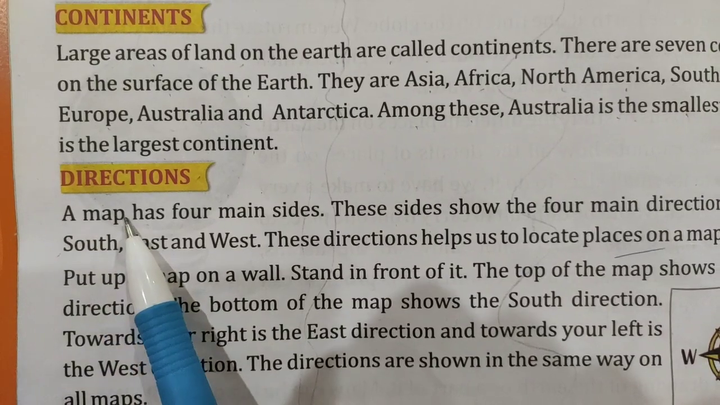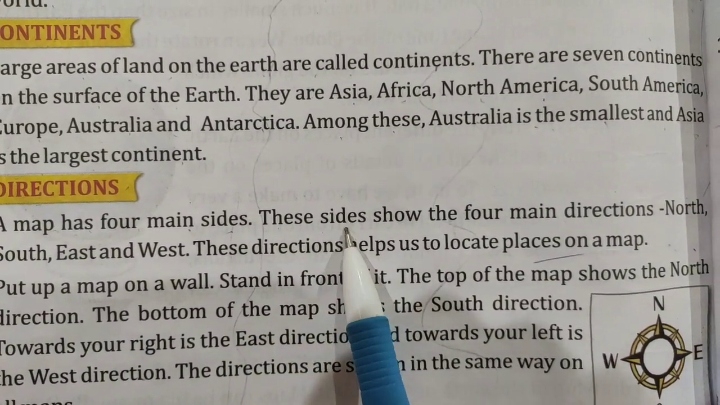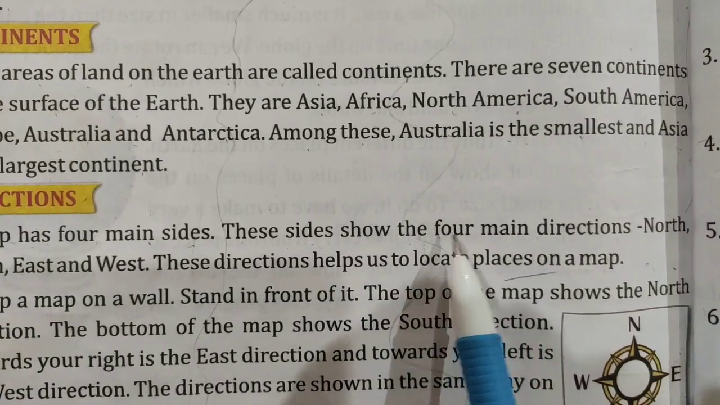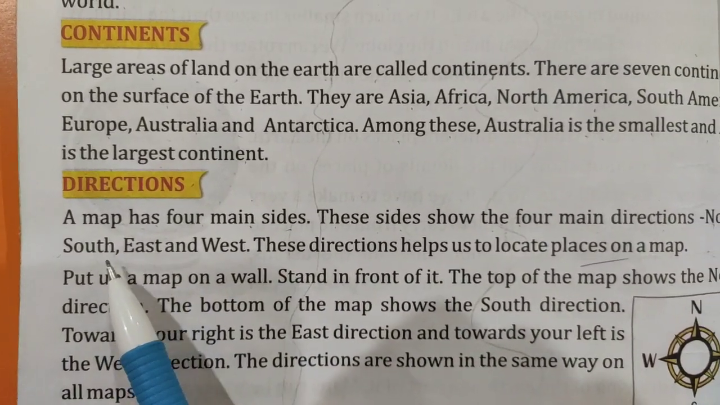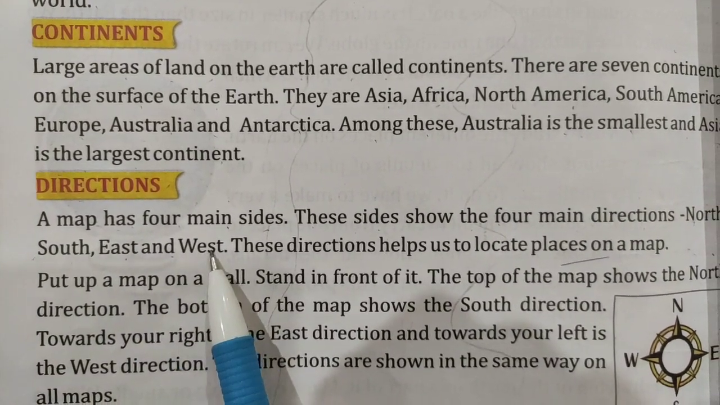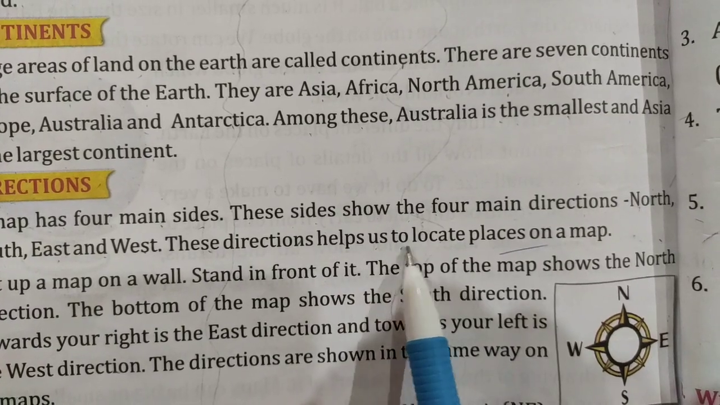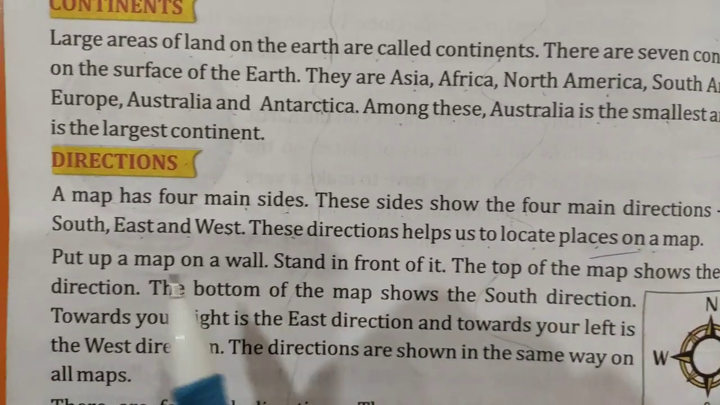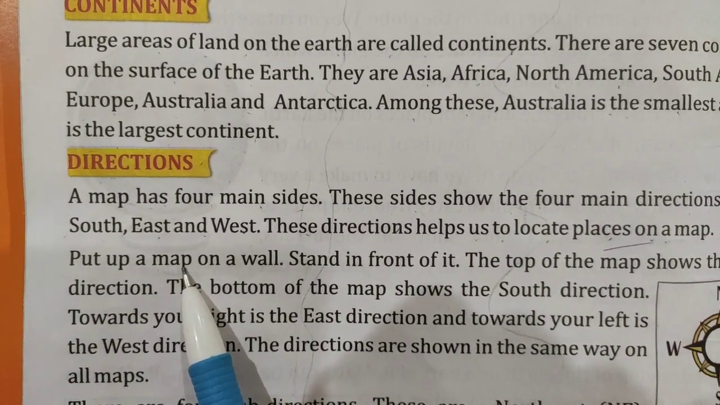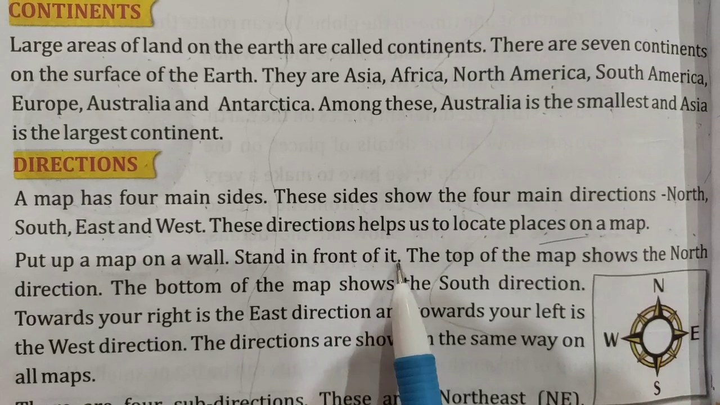Directions. A map has 4 main sides. These sides show the 4 main directions: north, south, east and west. These directions help us to locate places on a map. Put up a map on a wall. Stand in front of it.